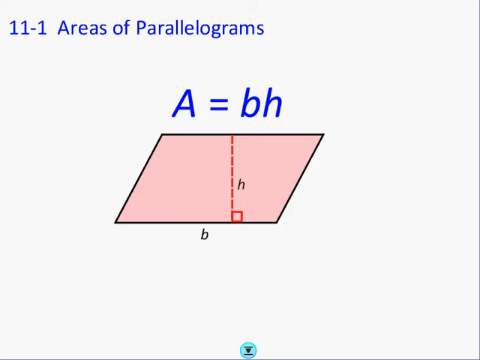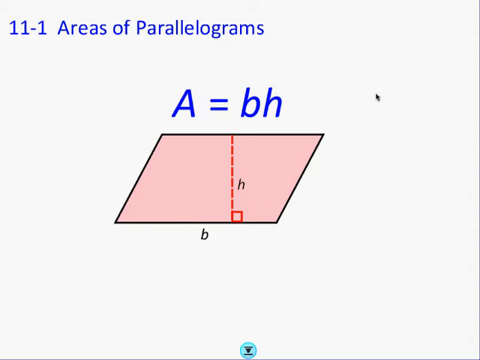We begin our chapter on area with parallelograms. As you remember from chapter 8, squares, rectangles, and rhombuses are all parallelograms, and so the one formula we have for the area of parallelograms applies to all of them in addition to just plain parallelograms. The formula is quite simple. Area equals base times height.